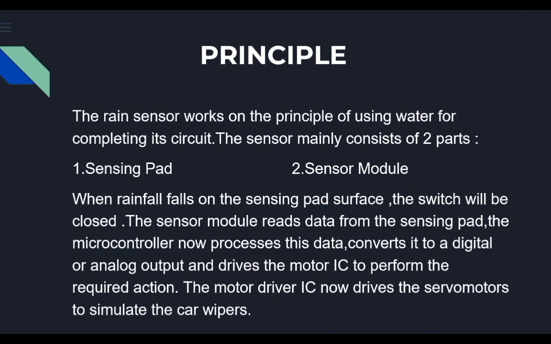Now, let me explain the principle. The rain sensor works on the principle of using water for completing its circuit. The sensor mainly consists of two parts, the sensing pad and the sensor module. When rainfall falls on the sensing pad surface, the switch will be closed. The sensor module reads data from the sensing pad.